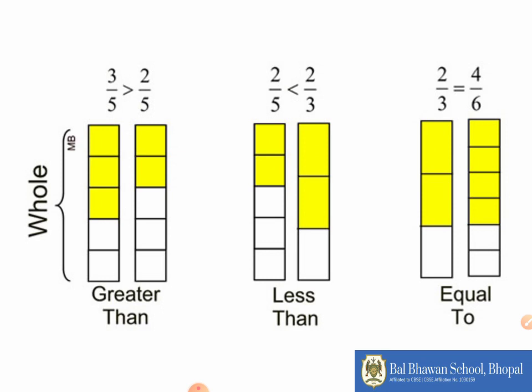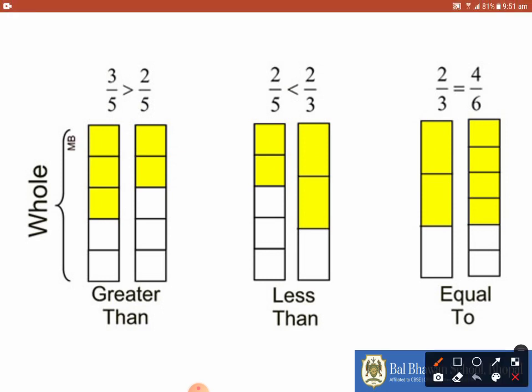In the first example, you can see that the rectangle is divided into 5 parts. In the first rectangle, 3 parts are shaded. It is represented by 3 upon 5. In the second rectangle, 2 parts are shaded, which is represented by 2 upon 5. And just by looking at the picture, we can easily identify that 3 upon 5 is greater than 2 upon 5.